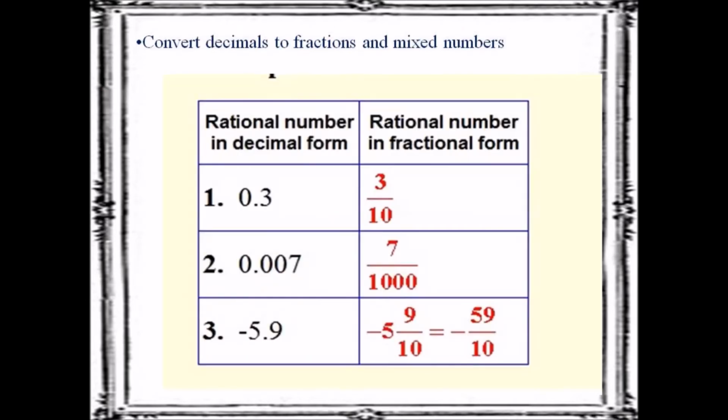Convert decimals to fractions and mixed numbers. The rational number in decimal form is 0.3. So the rational number in fractional form will be 3 by 10. 0.007 will be 7 by thousand. 5.9 will be 59 by 10.